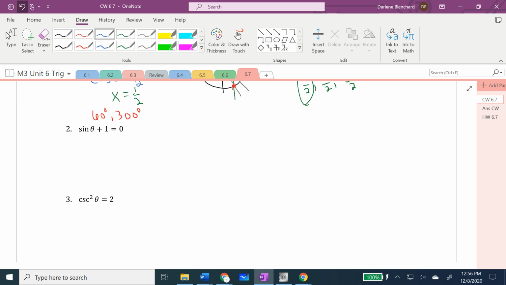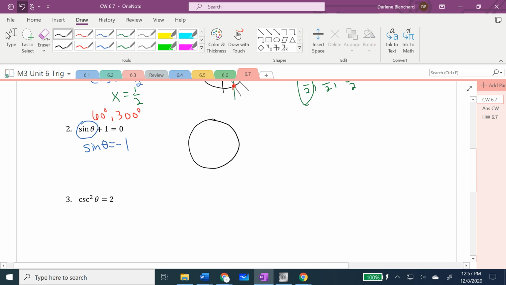The first step is the algebra, and the algebra is isolating the trig function. So I'm going to circle the trig function. What do you need to do to isolate it? For this particular problem. Good. Subtract 1. That gives me the equation sine theta equals -1. And now the algebra part is done, and I'm on to the unit circle.